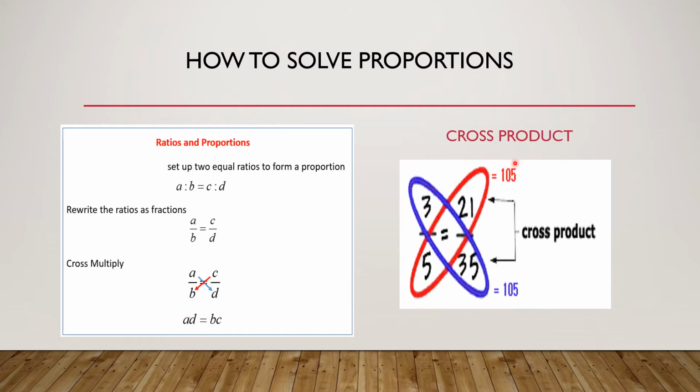The cross product here: 3 by 5 is a fraction which is equal to 21 by 35, and the relation between the two ratios is that they are equivalent to each other. When we do the cross product, 3 is multiplied with 35 and 5 is multiplied with 21. We will get the same result.